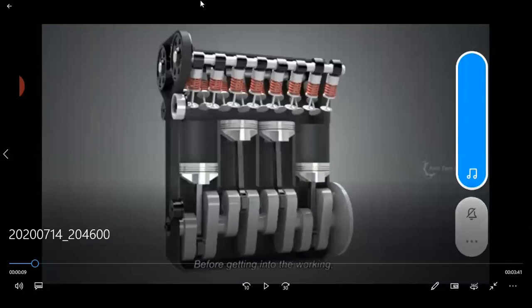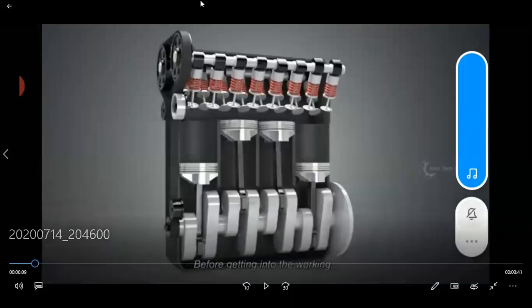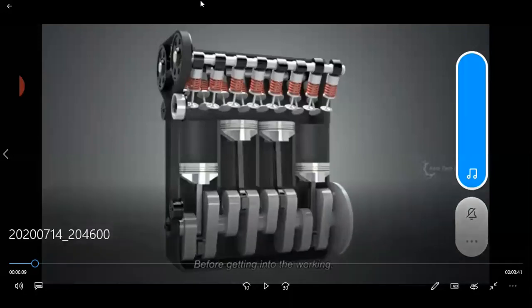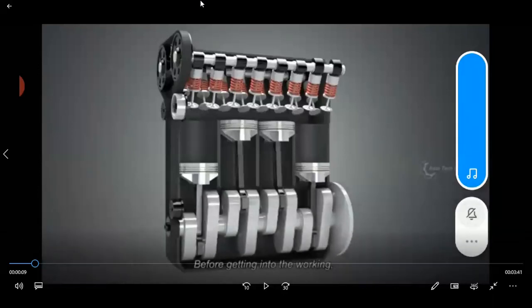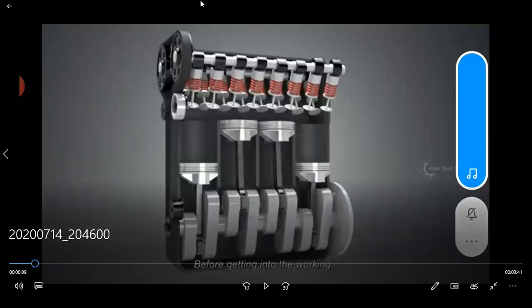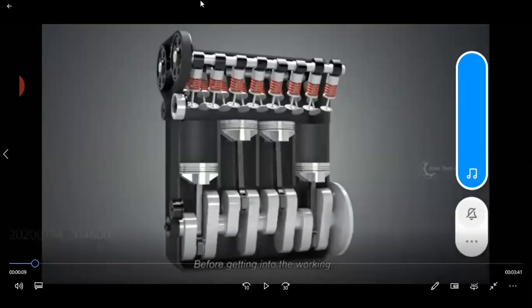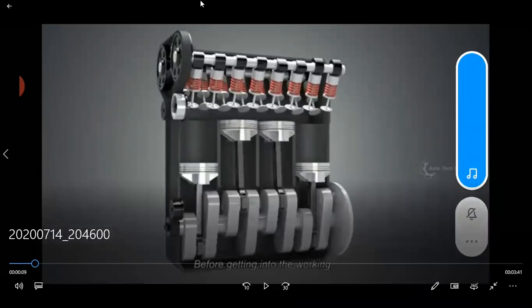These are the idler pulleys, just to get the proper tightness in the belt. So the tension is created with the help of this idler pulley. It is not doing any work, it is just creating tightness. The power is transmitted to the camshaft, and the camshaft starts rotating.